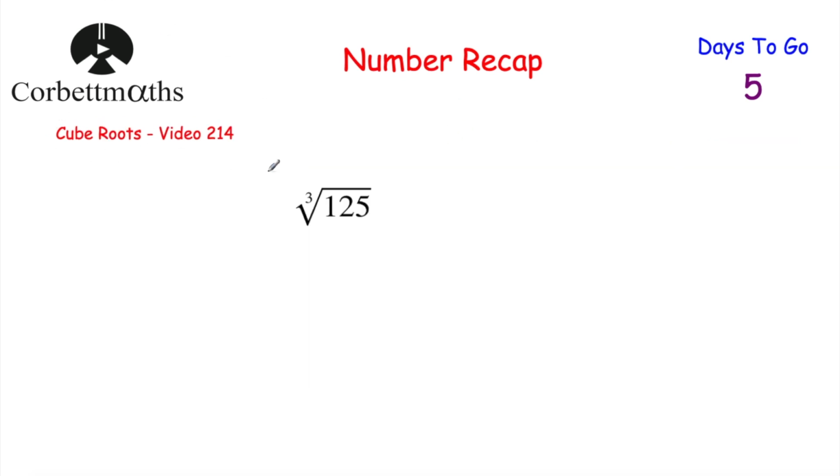Okay, next we've got cube roots. So this is the cube root symbol, and it means what number do we multiply by itself and by itself again to get 125? And the answer would be 5. So that's it, the answer is 5.